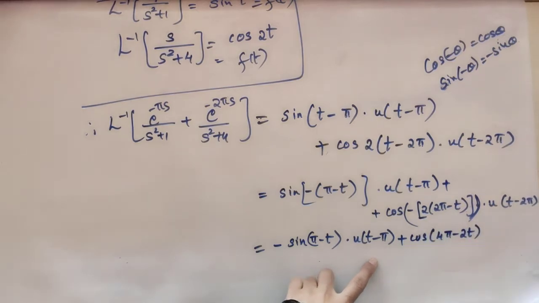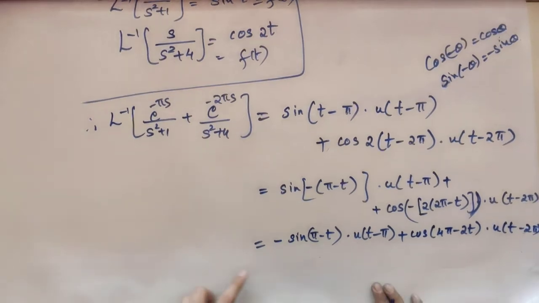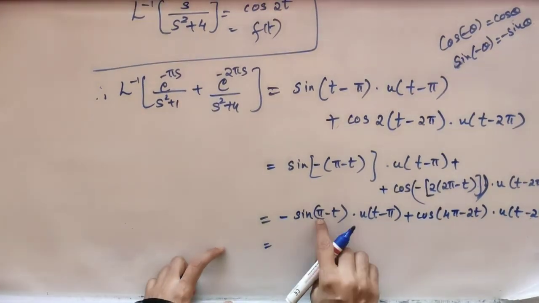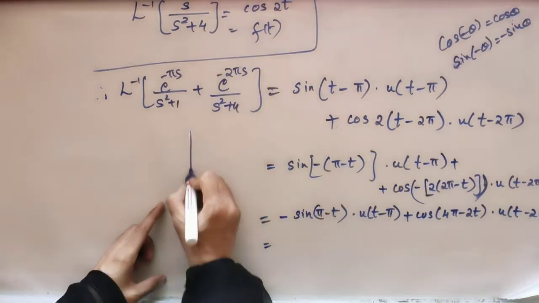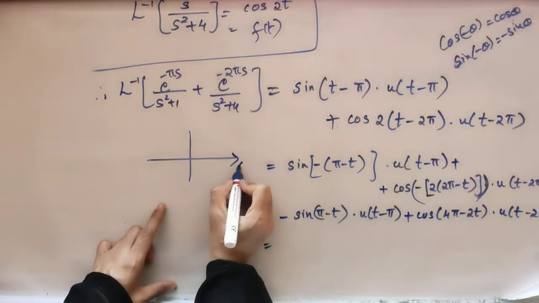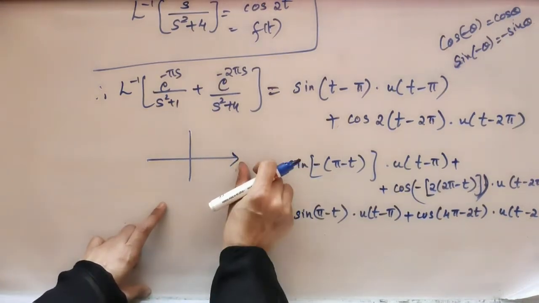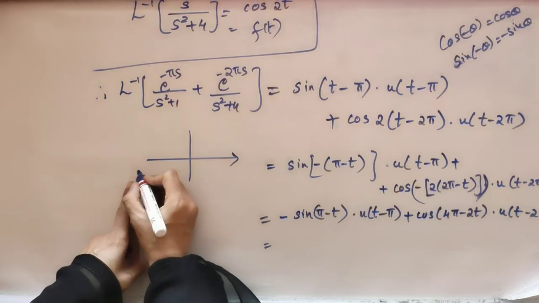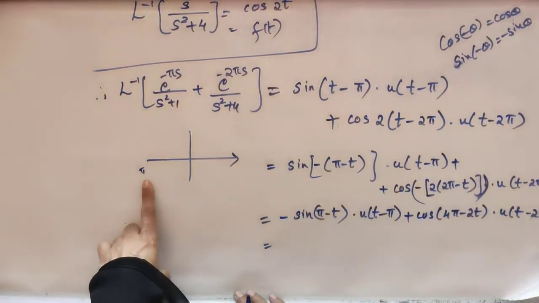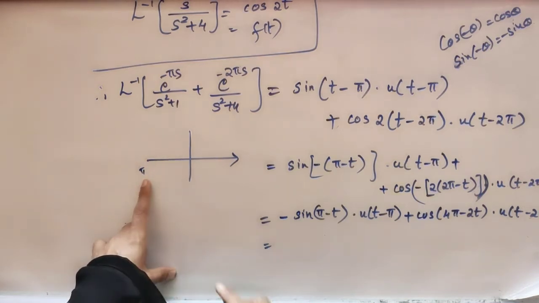I am taking that 2 inside, into u of t minus 2 pi, something like this. Now this is equal to, what is sine of pi minus t? What is sine of pi minus t? This is 0 degrees. As you come to this part, it will be pi over here, is it not? This is pi. Pi minus t means what? It comes in the second quadrant where sine is positive.